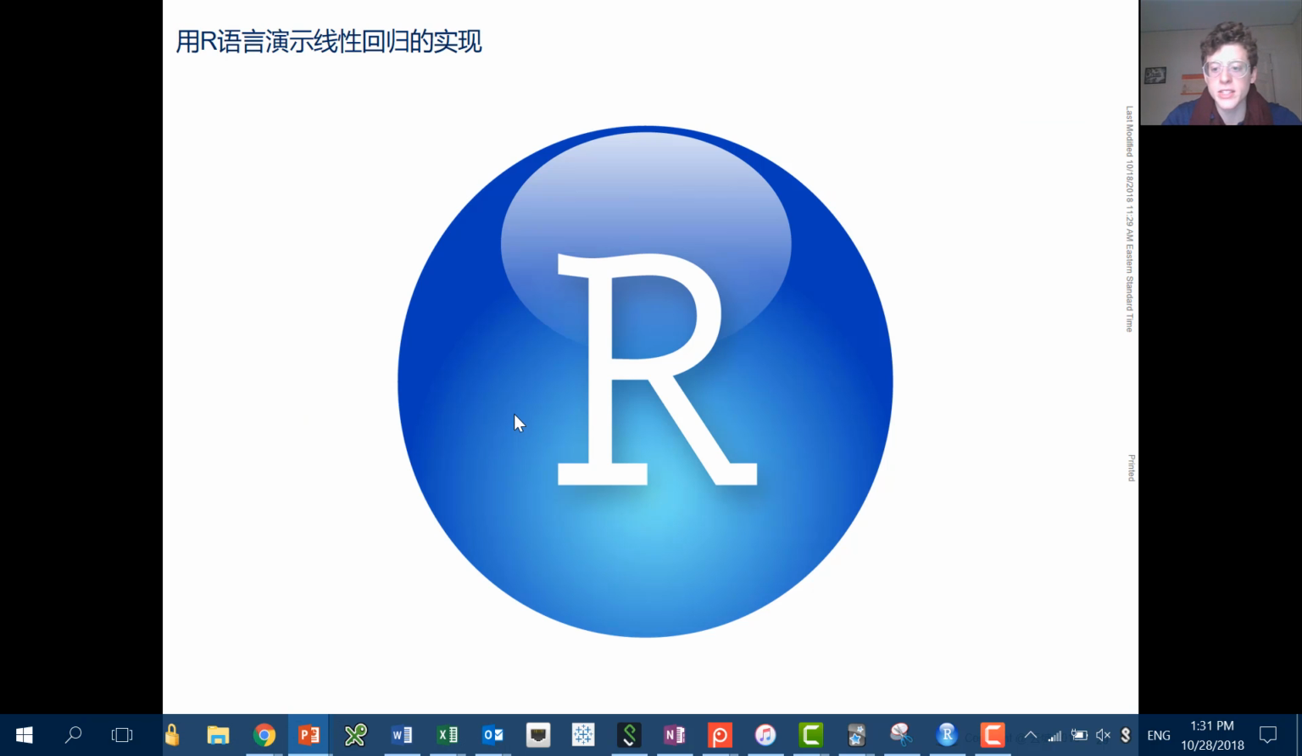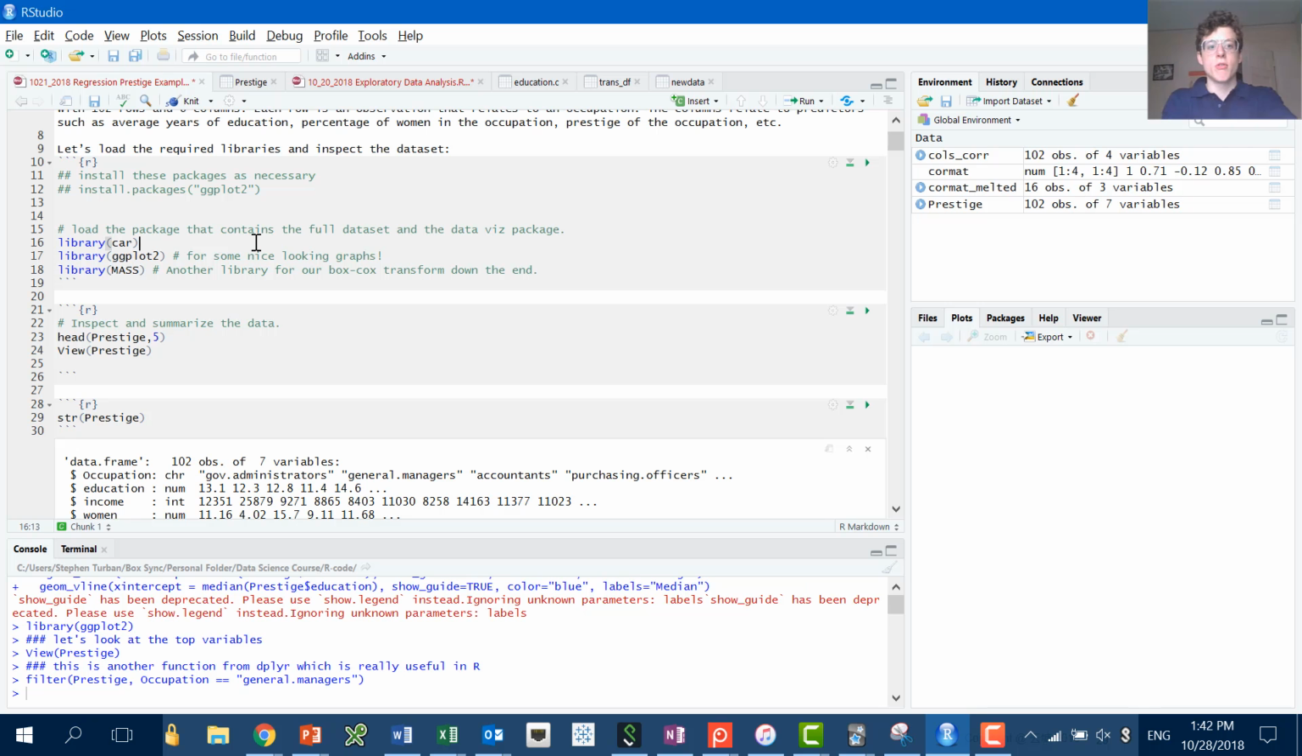So let's go through an example of single variable regression in R, and then I will come back and we'll go through multiple linear regression and then do another example in R. Great, so let's go through the Prestige example using R.